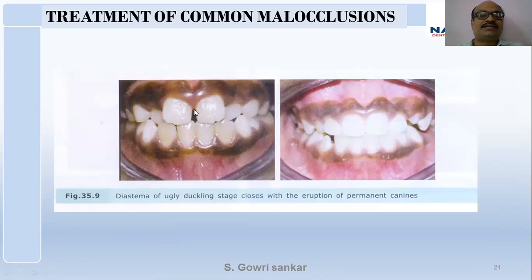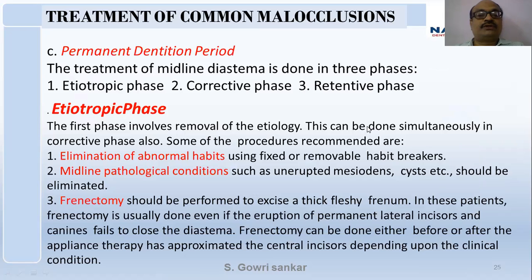You can clearly see here the presence of midline diastema in a child patient of 7 or 8 years, and the same patient when noted at 10 years, the midline diastema is closed. In the permanent dentition period, the midline diastema is very unesthetic and has to be closed. There are three phases: etiological phase, corrective phase, and retentive phase.